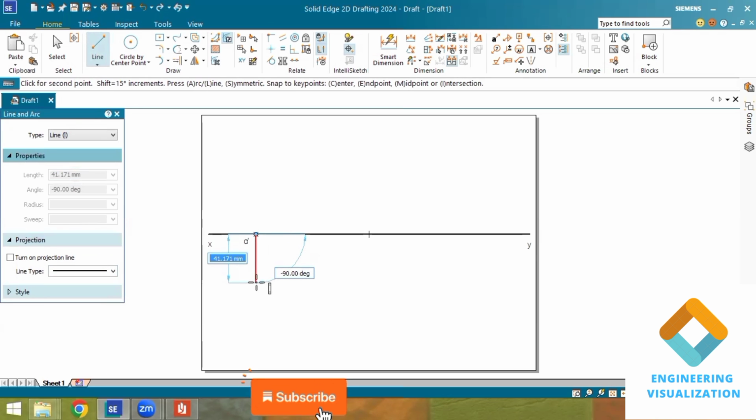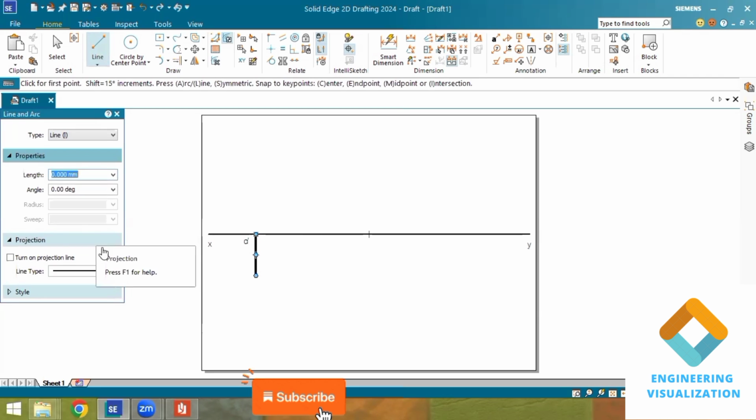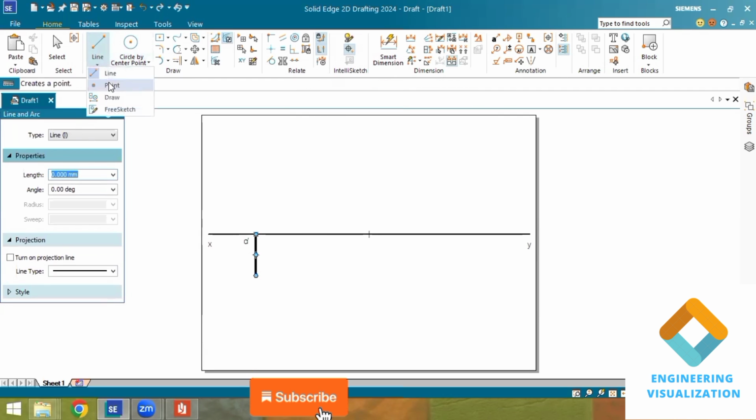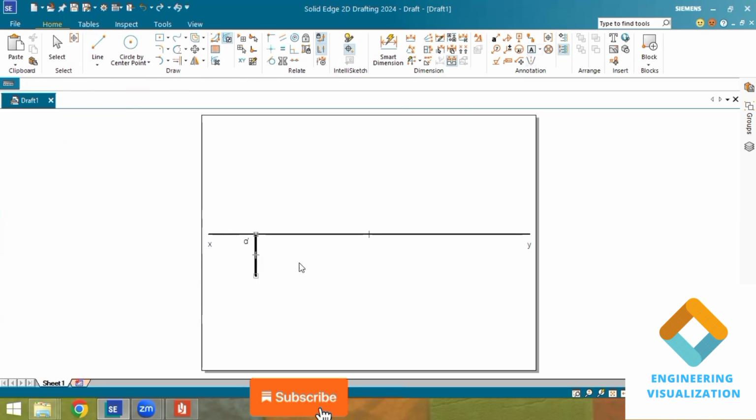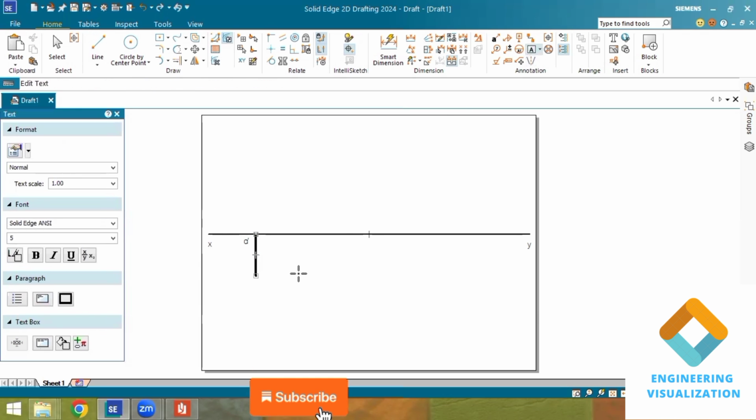The point, in its top view, is lying in the first and fourth quadrant. In both the first and fourth quadrant it is lying below the XY line. So that's why I'm drawing a length of 30 mm below the XY line. You can see, first and fourth quadrant, so it is below the XY line. That's why I am putting it and marking it as A.